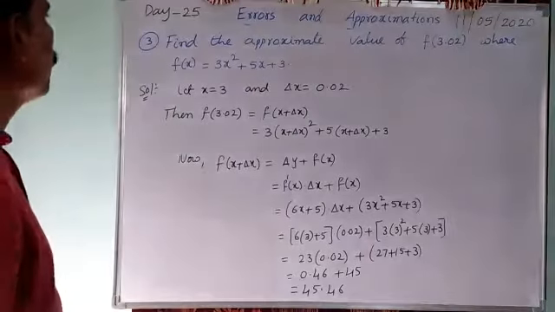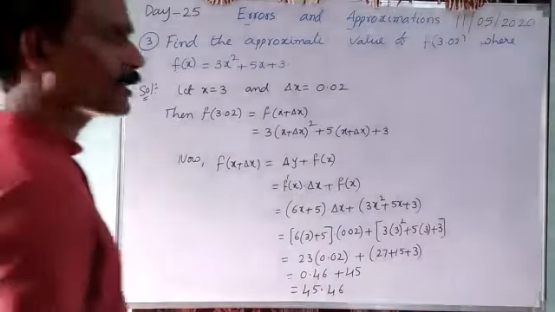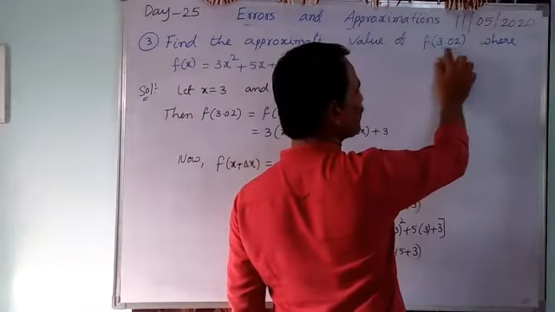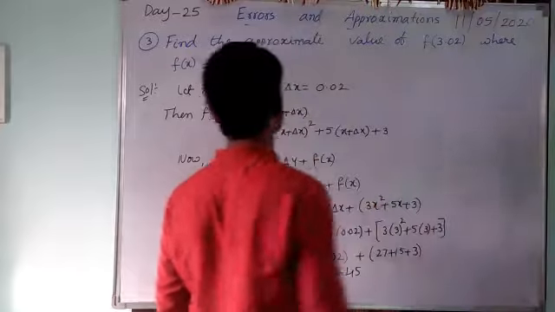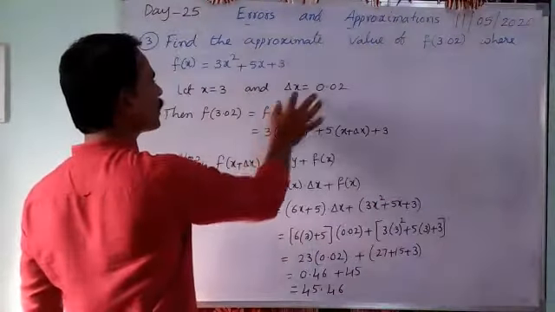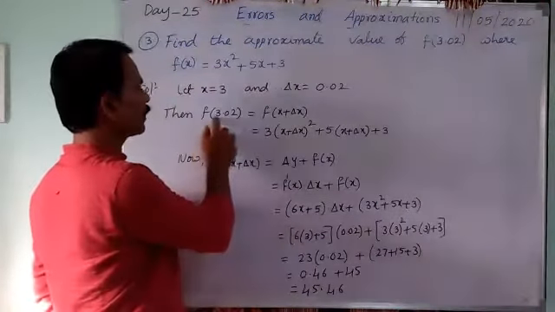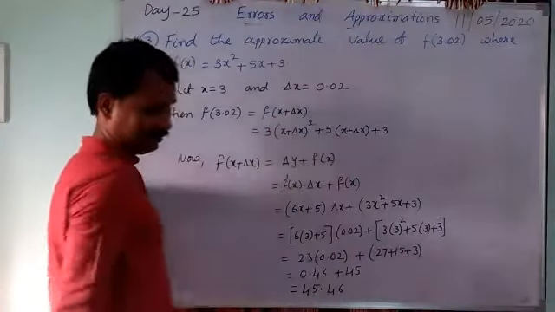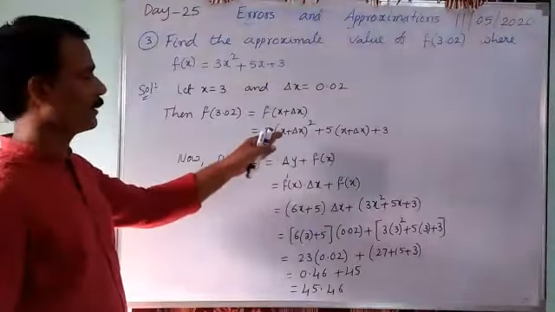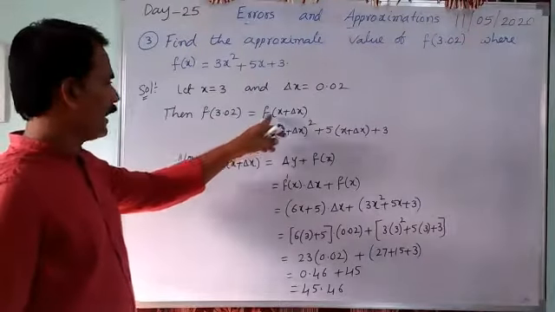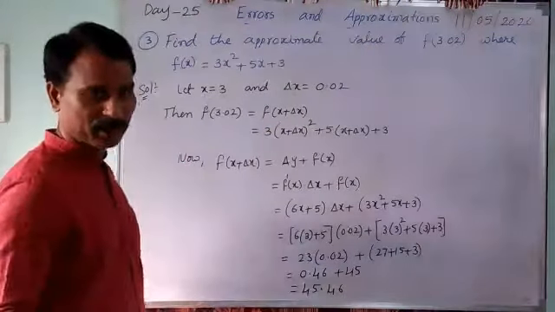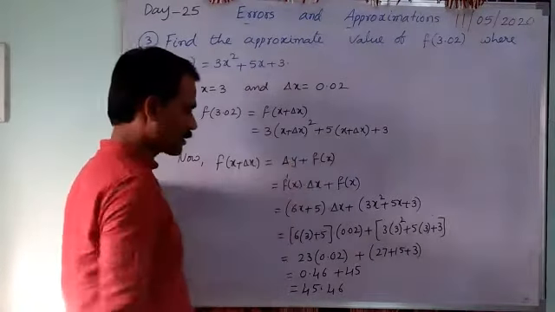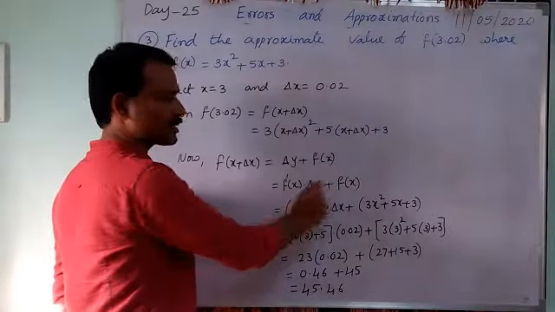Third one, guys. Find the approximate value of f of 3.02. Directly he is telling f of 3.02, which means f of x plus delta x value is given. That means obviously x is equal to 3, delta x value is 0.02. But really what we have to do? F of x plus delta x value we have to find out. F of x plus delta x means our formula: delta y plus f of x, that is f dash x into delta x plus f of x.